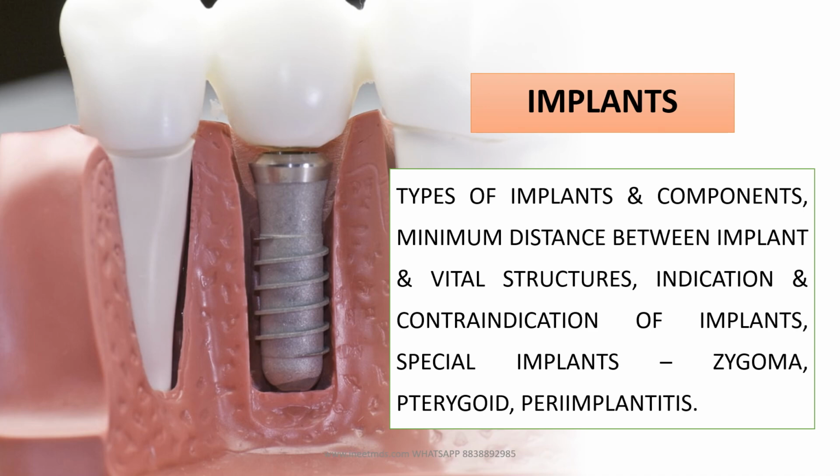Next topic is dental implants. Under that, you should know the different types of dental implants and the components of them, the minimum distance between a dental implant and the vital structures like nerve, inter-implant distance, distance between an implant and the root. Like that you have to know the distance between an implant and the vital structure, the indication and contraindication of implant, and also you should know from image based MCQ point of view the special implants, how they look like, the zygoma implant and pterygoid implant, and what is peri-implantitis.